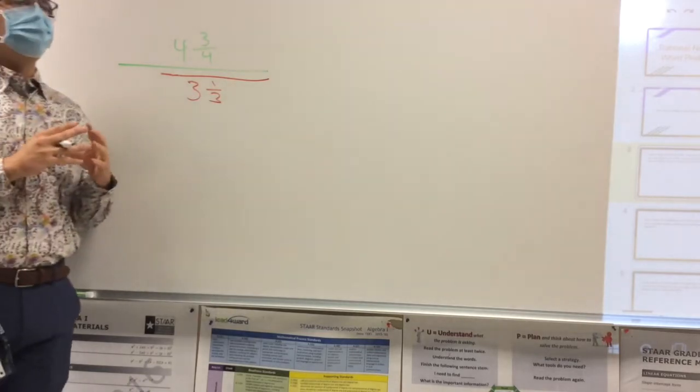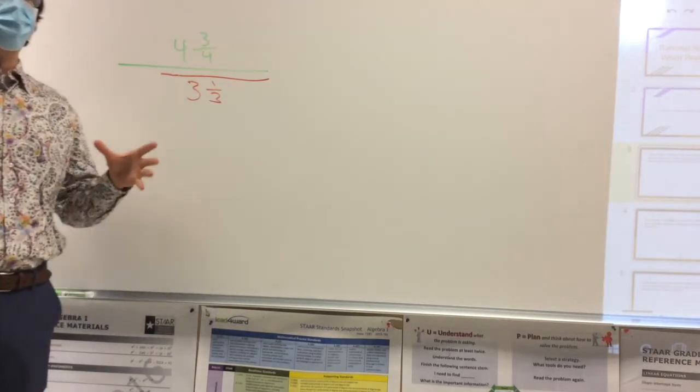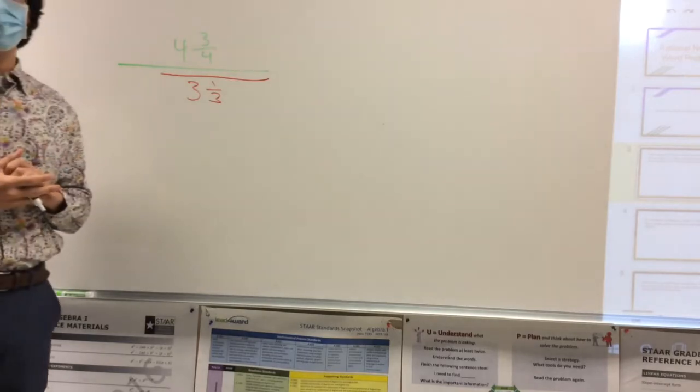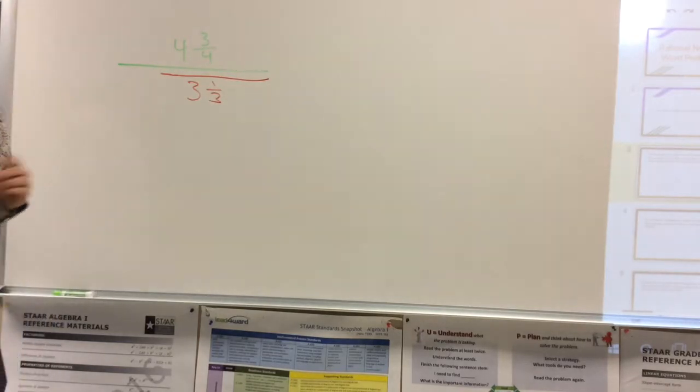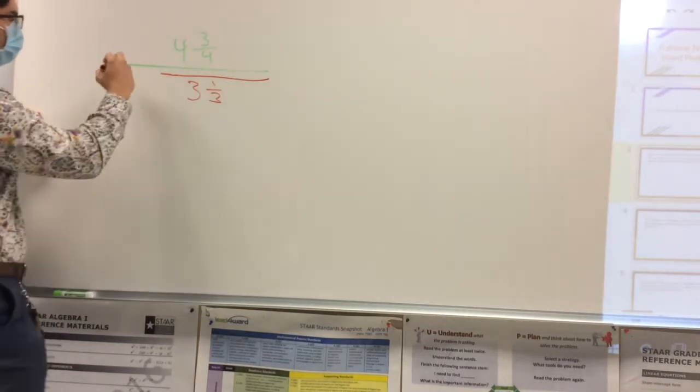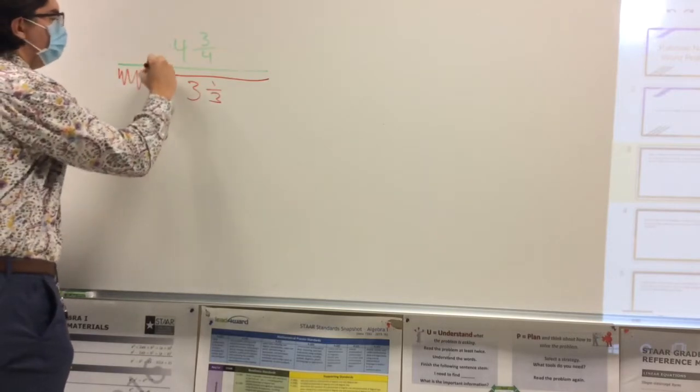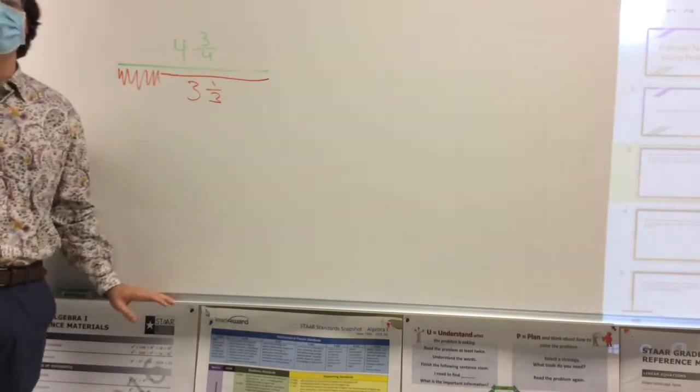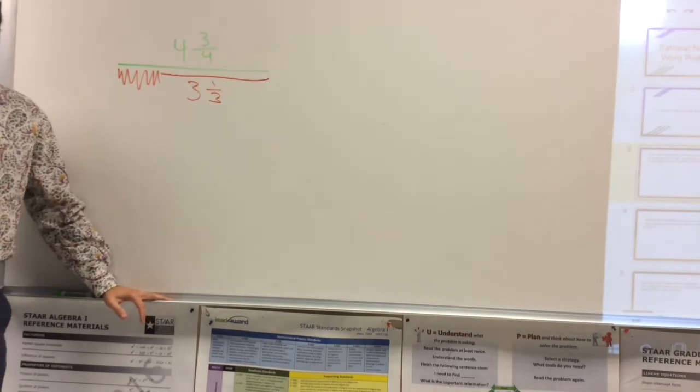Before we even begin to approach this problem, what operation do we think is taking place here? What do you think, Zana? Subtraction. There's subtraction, right? Because what we're trying to figure out is how much more space does Renee need to go.